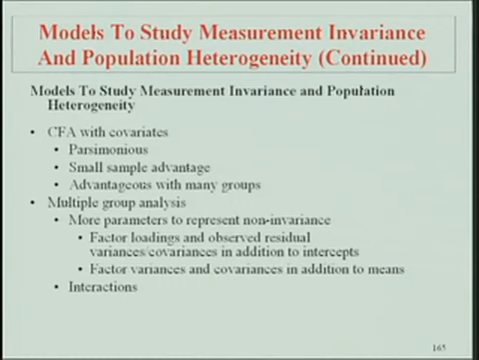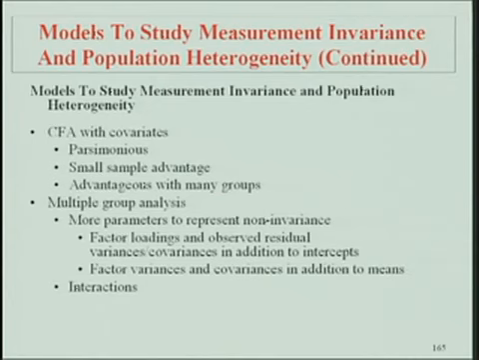CFA with covariates has the advantage of yielding a parsimonious model. And when you have parsimony, you have a small number of parameters, and therefore can get away with smaller samples. You know, the fewer the parameters, the smaller the sample can be. And it's simple in the sense of being advantageous when you have many groups that you want to look at. Say it could be groups defined by age, gender, ethnicity, religion, etc.